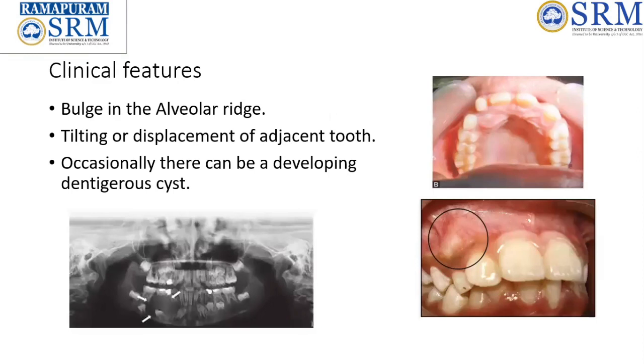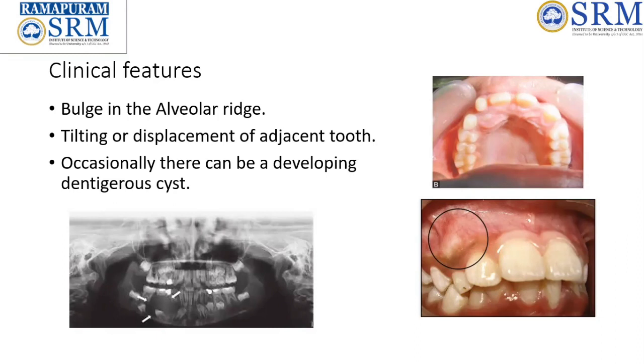So what are the clinical features of an impacted canine? Obviously, you see a bulge in the alveolar ridge. You can see in the picture there can be a bulge in the buccal aspect, or a bulge in the palatal aspect also. Occasionally, you cannot see a bulge, as it can be in between the buccal and the palatal bone.